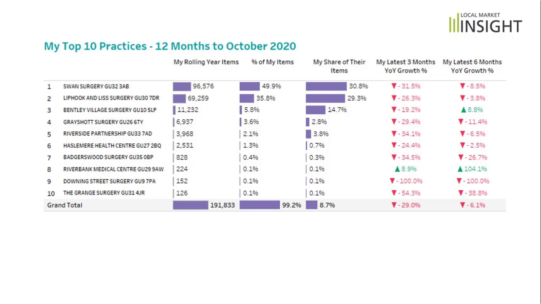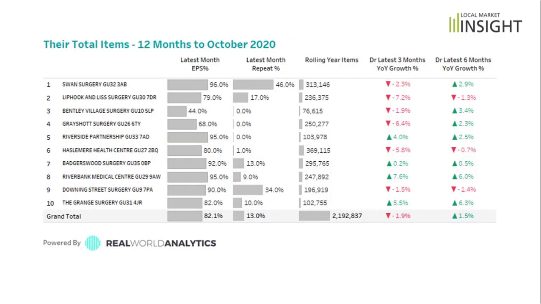Now we look at how these practices are performing independently. By comparing these two views, we can see if a practice may be growing their items over the same time, but our percentage is not growing at the same rate or at all.